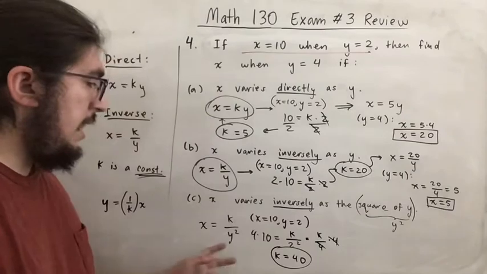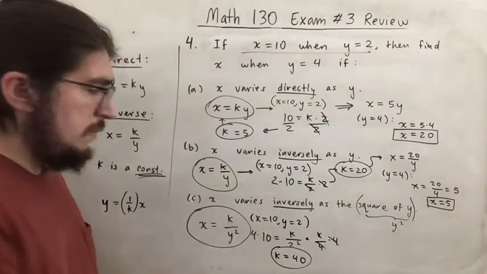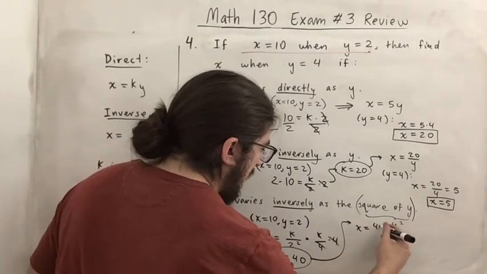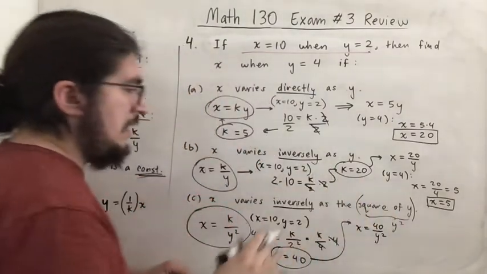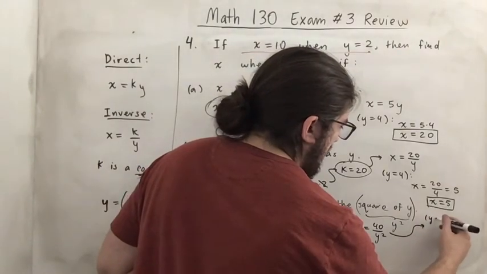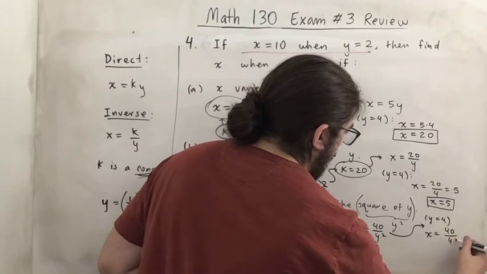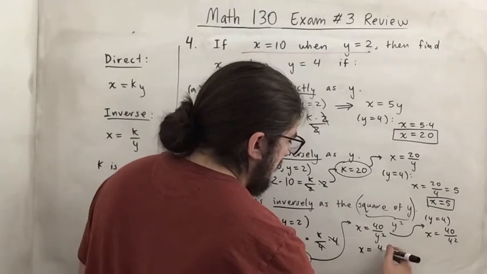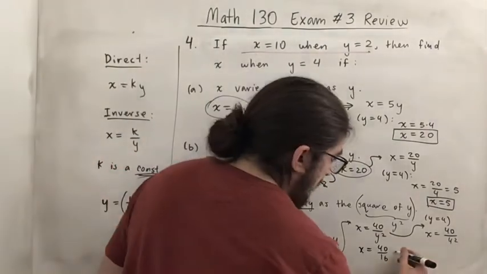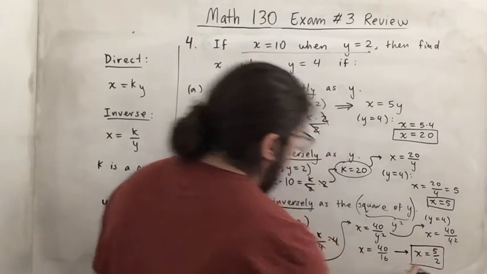So now our setup is x is equal to k over y squared, but our constant k we found to be 40. So with that in mind, our actual equation is x is equal to 40 over y squared. And now finally, when y is equal to 4, x is equal to 40 over 4 squared, which of course is 40 over 16. And if you reduce this by dividing top and bottom by 8, you get 5 over 2, which is the final answer and the end for question 4.